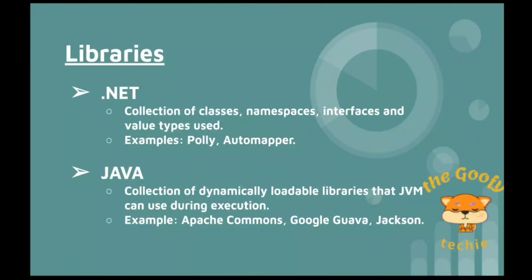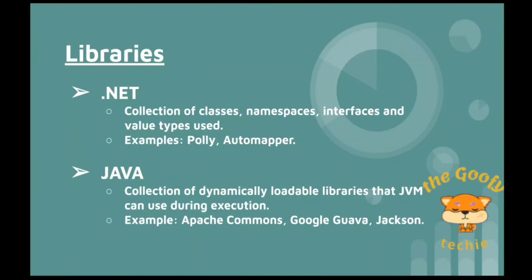So the next base is libraries. The .NET Framework class library is a collection of classes, namespaces, interfaces, and value types used in .NET applications. Class libraries in .NET have the shared library concept. They allow you to break down useful functionality into modules that multiple apps can utilize. The Java class library is a collection of dynamically loadable libraries that Java virtual machine languages can use during execution. A Java library is simply a collection of classes that someone else has already created. Some of the libraries used in Java are Apache Commons, Google Guava, and Jackson.